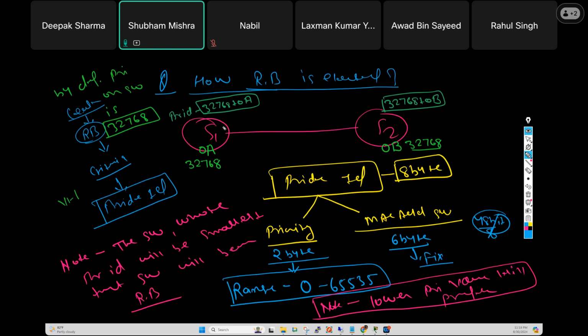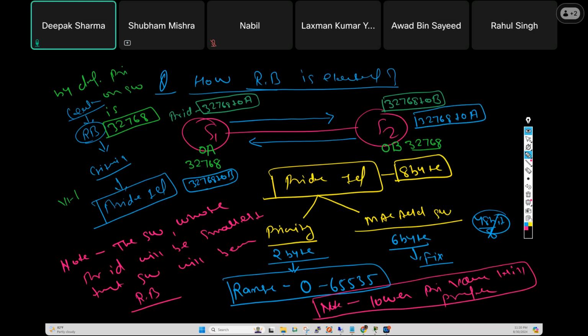It means switch number 1 has to share this bridge ID with switch number 2, and switch number 2 needs to share this bridge ID with switch number 1. Yes or no? Now switch number 1 has its own bridge ID, and it gets switch number 2's bridge ID, that is 32768 plus 0B. And switch number 2 has its own bridge ID, and it gets one more bridge ID, that is 32768 plus 0A. Yes or no? Okay.